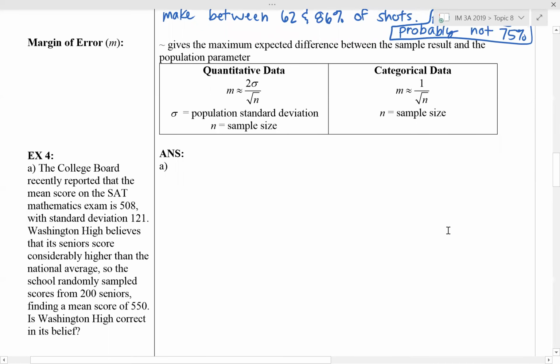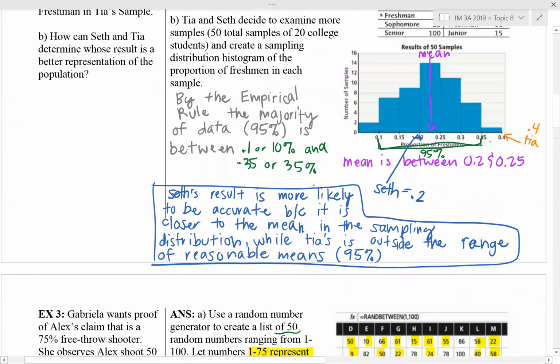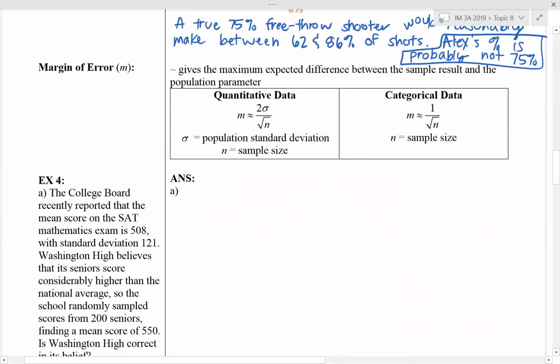Okay, so we're going to finish up section 8.5 looking at margin of error, which is the title of the section, and its calculation. Margin of error gives the maximum expected difference between the sample result and the population parameter. In the first half of this lesson, we looked at finding that 95% reasonable range. Visually, with a histogram, it's really just cutting off the last two values. So I'm ignoring the last two small peaks, and the numbers that fit within that are what we call that 95% reasonable range.